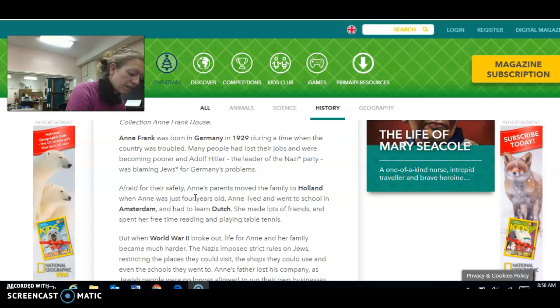All right. Underline. Looking good. Okay, see? Underline, question. What am I going to say? So I can see in this first paragraph, that's where it starts talking about it. Let's read it again. Anne Frank was born in Germany in 1929 during a time when the country was troubled. So I could start with that. Many people had lost their jobs and were becoming poorer, and Adolf Hitler, the leader of the Nazi Party, was blaming Jews for Germany's problems.